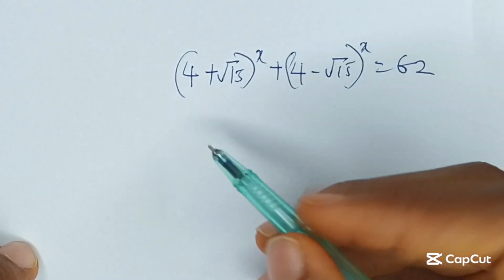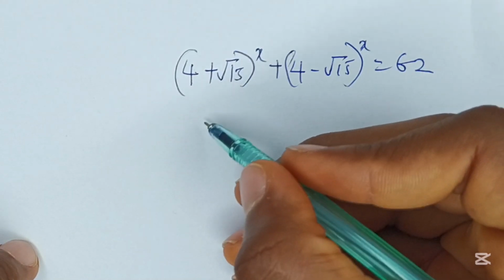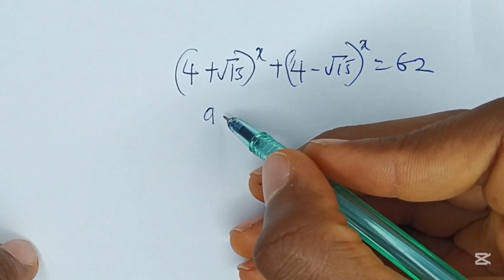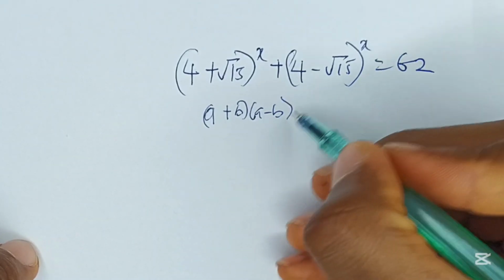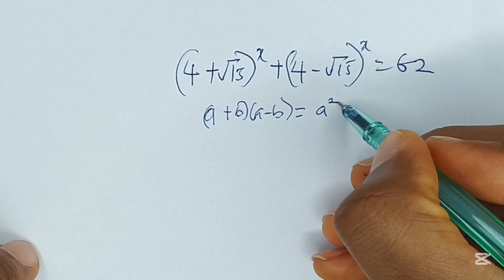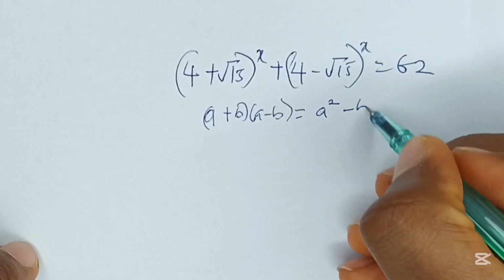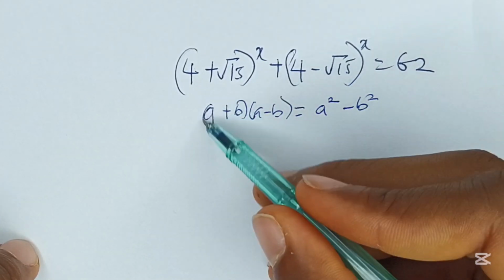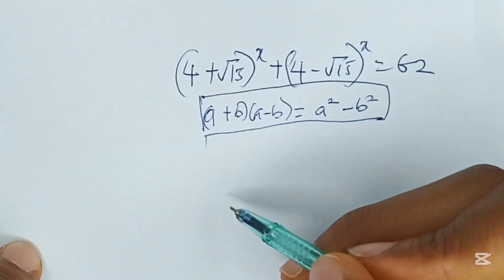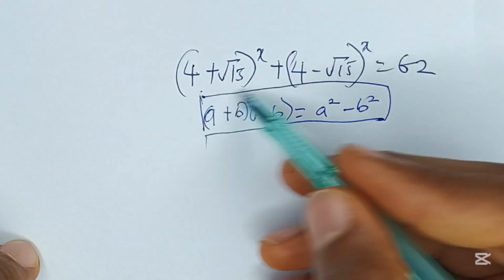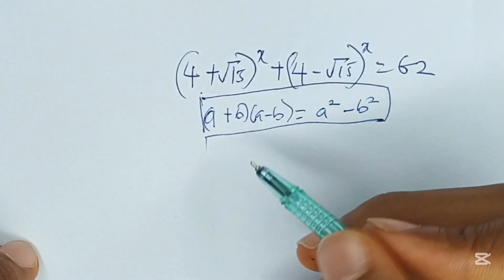So firstly, recall that (a + b)(a - b) is equal to a squared minus b squared. This is the law of difference of two squares. Now from here you're seeing that you have 4 plus root 15 and 4 minus root 15.